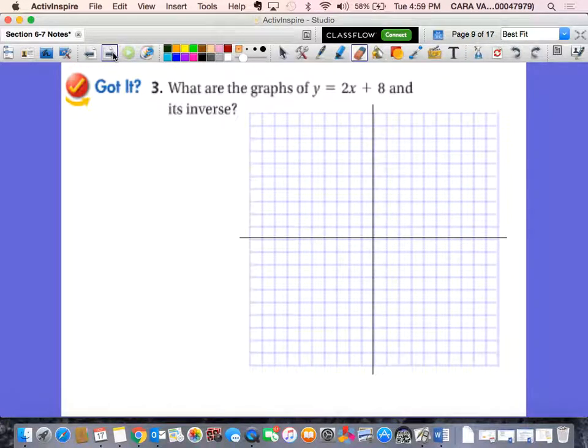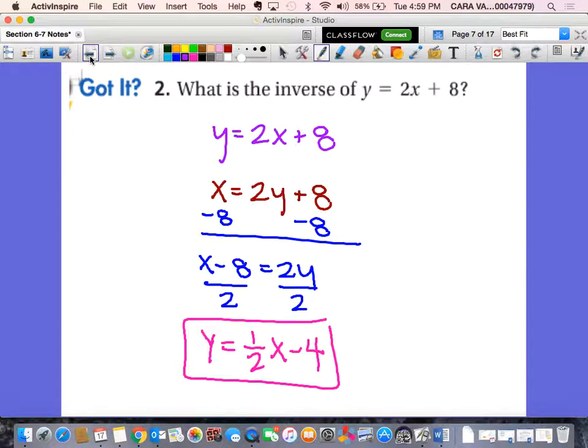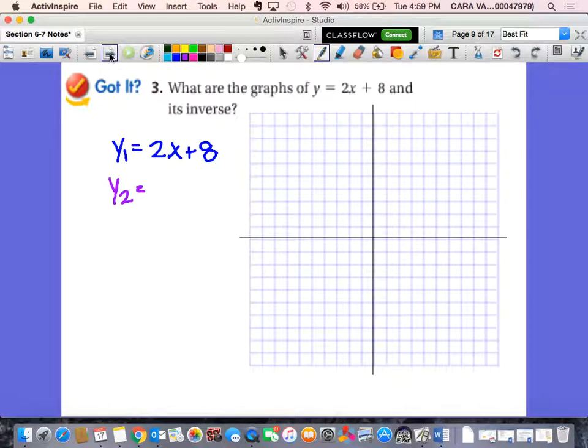So we also did the inverse for this equation as well. We did it on the last slide. So in y1, go ahead and type in 2x plus 8. And in y2, we could do the inverse equation. What was it? 1/2 x minus 4. So go ahead and plot both of those, and let's see what they look like together.